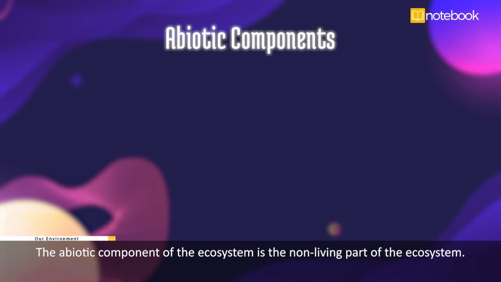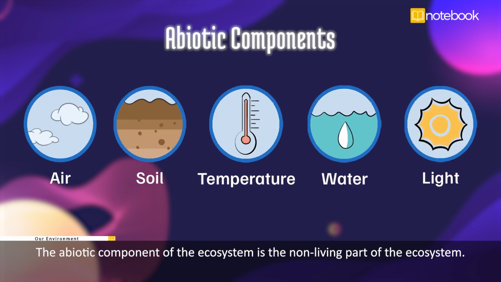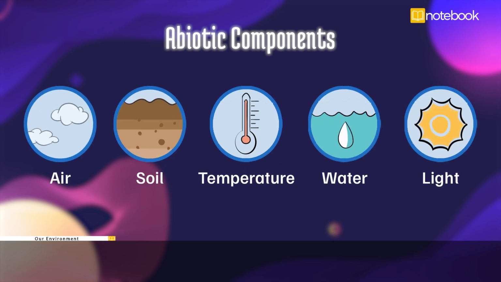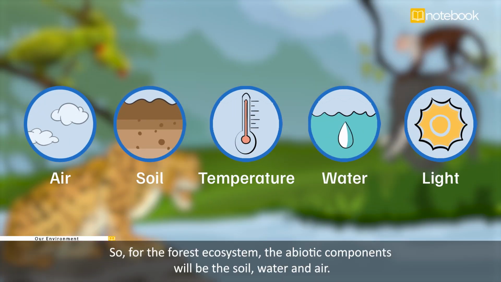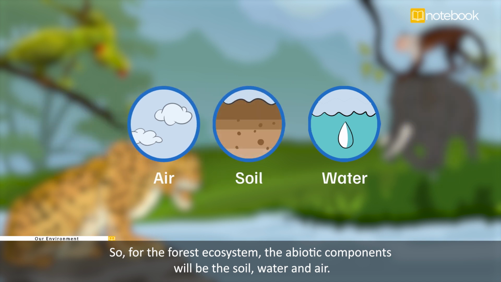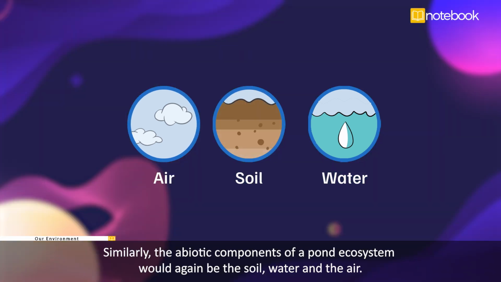The abiotic component of the ecosystem is the non-living part of the ecosystem. So, for the forest ecosystem, the abiotic components will be the soil, water, and air. Similarly, the abiotic components of a pond ecosystem would again be the soil, water, and the air.